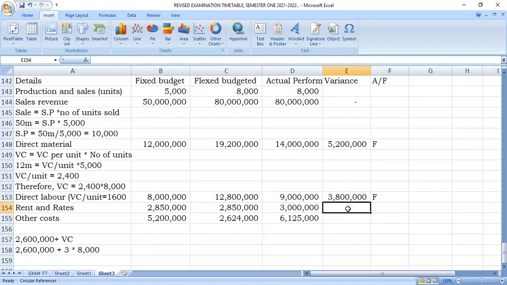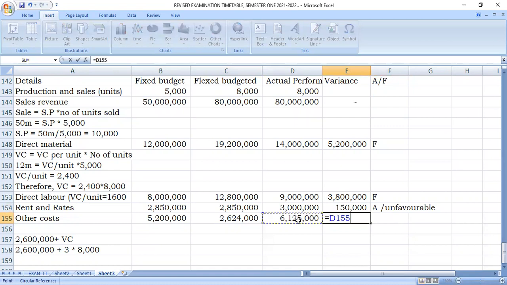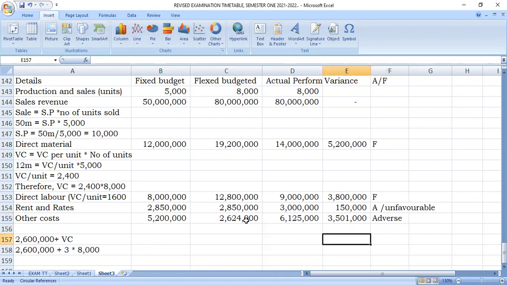Variances, I forgot to do these ones. Now for this one, you're saying big minus small, so it is 3M minus 2.8, which is 150. But these are costs, and this time you have spent more than the budget. So this one is adverse, also known as unfavorable. Once adverse, you say unfavorable; they're the same thing. Then still other costs, you spent far more than the budget, so still this is adverse. You don't say unfavorable, you can say adverse. And by doing that, you're done.